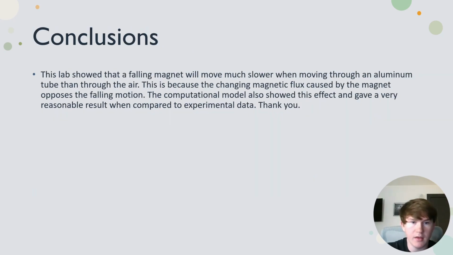would be lower. In conclusion, this lab showed that a falling magnet will move much slower when moving through an aluminum tube than through air, and this is because the changing magnetic flux caused by the magnet opposes the falling motion. Thank you.